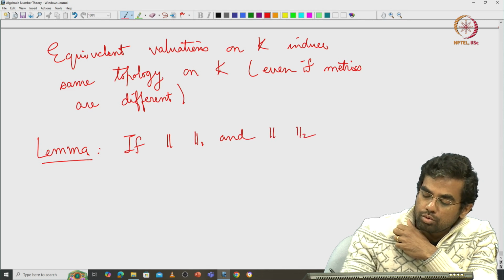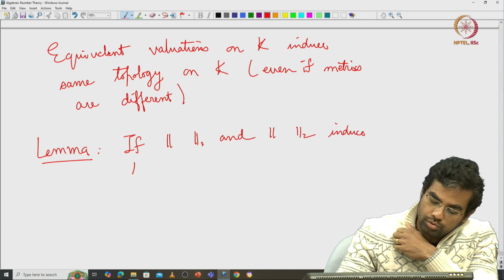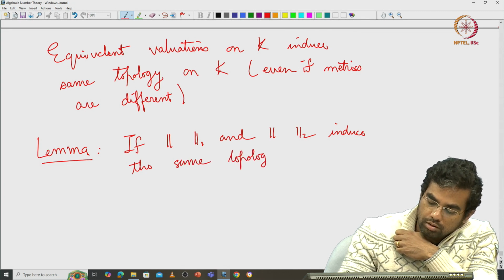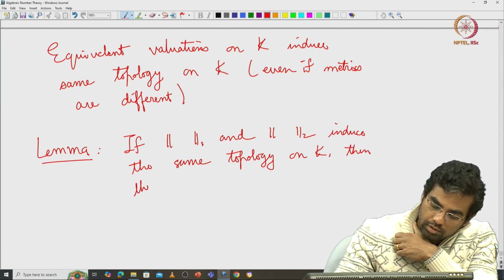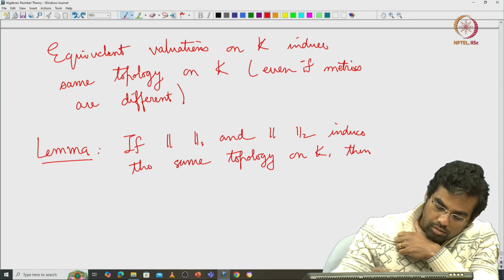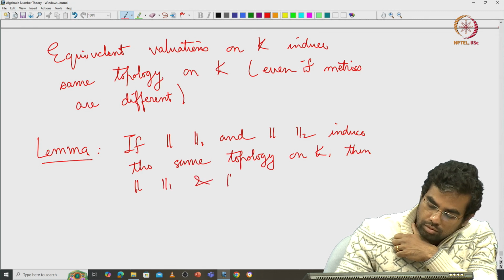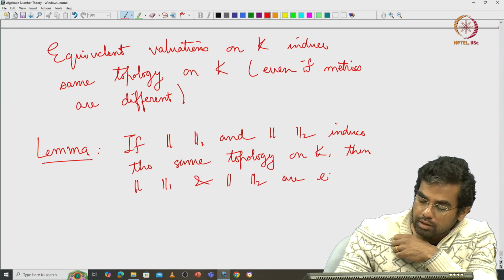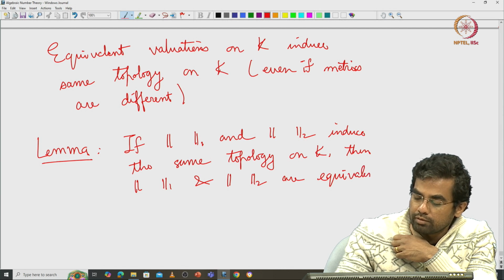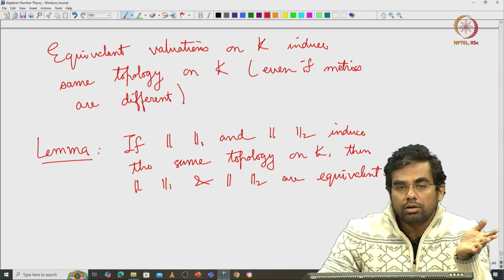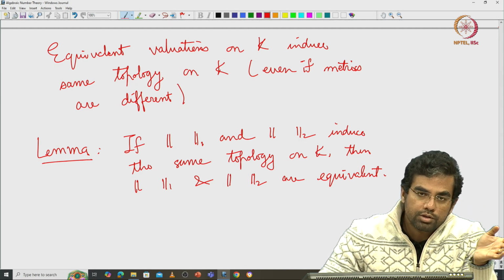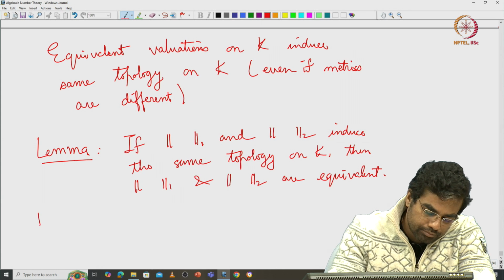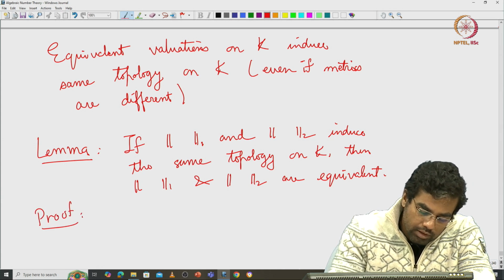If valuations 1 and 2 induce the same topology on K, then they are equivalent. Okay, so the converse is also true. Equivalent valuations induce the same topology, and if you have the same topology, then the two valuations are equivalent. Okay, and so that's very nice.